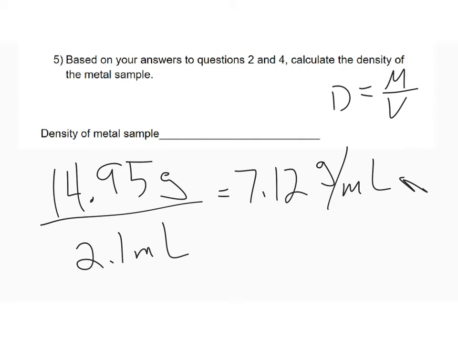Now, I get 7.12, but the rules for significant figures say I can't have more digits than the smallest number of digits that I started with, which happens to be 2.1 in this case. So I'm going to round my final answer to 7.1 grams per milliliter. So that's the density of the sample.